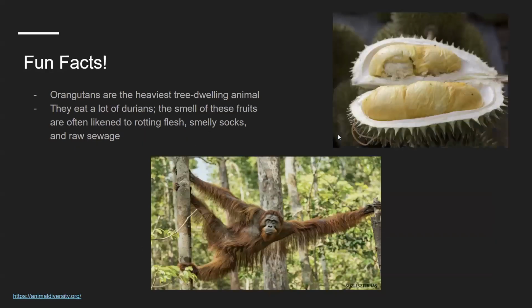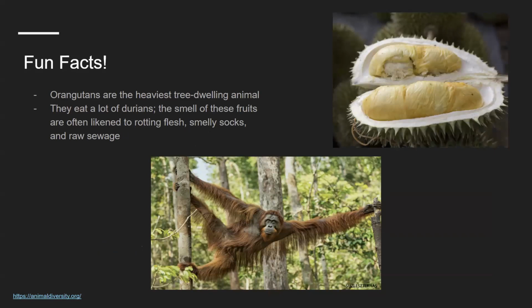And finally, some fun facts. So orangutans are the heaviest tree-dwelling animal, which is pretty easy to understand if you think about other tree-dwelling animals like some snakes, some birds, frogs, things like that. All of those are just dwarfed. Even lemurs and other monkey species are just dwarfed compared to orangutans.